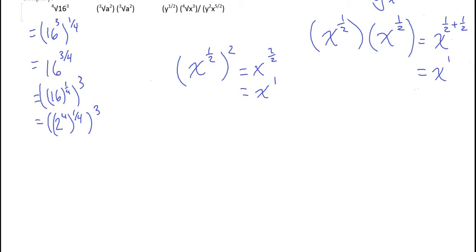So I'm going to write out probably more steps than you usually need to, just so you understand the logic behind what's happening. So we have 2 to the power of 4 over 4, because 4 times 1/4, we'd multiply the numerators, we think of that as 4 over 1, 4 over 4. To the power of 3, which is 2 to the 1 to the power of 3, which is 2 to the 3, which is just 8. That one simplified very nicely, didn't it?